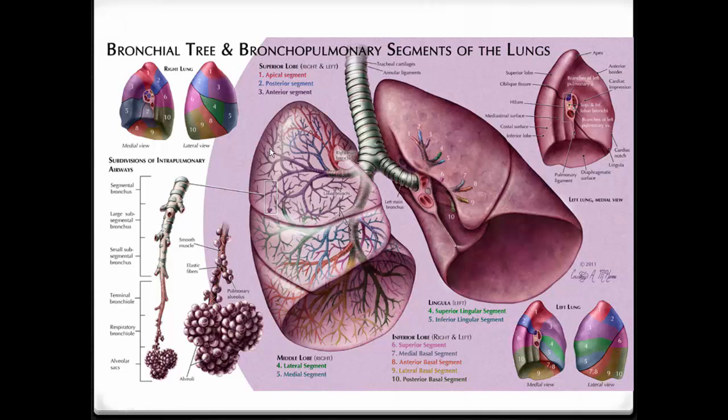The hilum is this region here that has the openings for the pulmonary arteries and veins and for the primary bronchi to be able to enter. So you can see here's the hilum. It's sort of an indentation area where all those things enter.